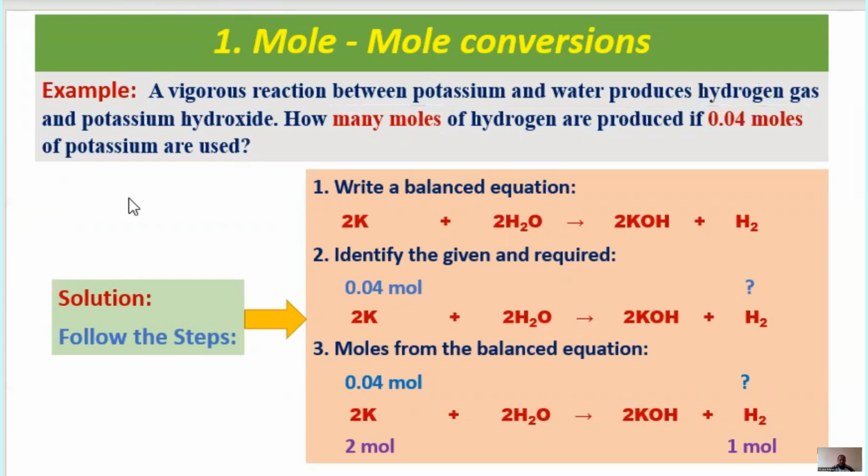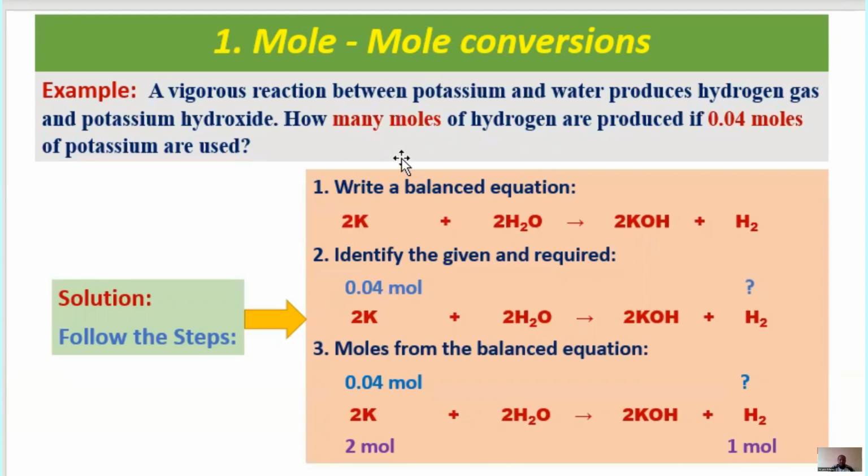The first step is to write a balanced equation. The reactants are potassium and water, and they produce potassium hydroxide and hydrogen gas. When we balance this chemical equation, this gives us 2K plus 2H2O produce 2KOH plus H2. The next step is to identify the given and required, and write the given values at the top of the formulas of the reactants and products.